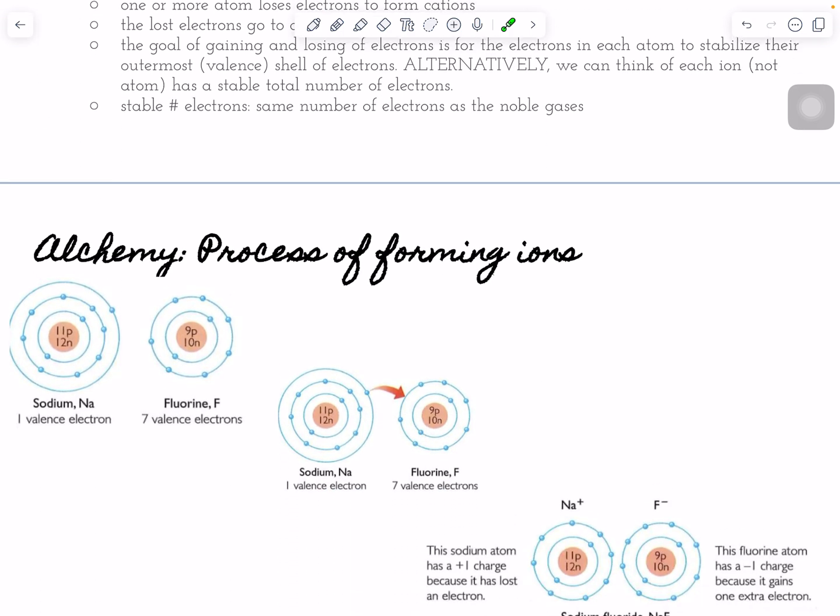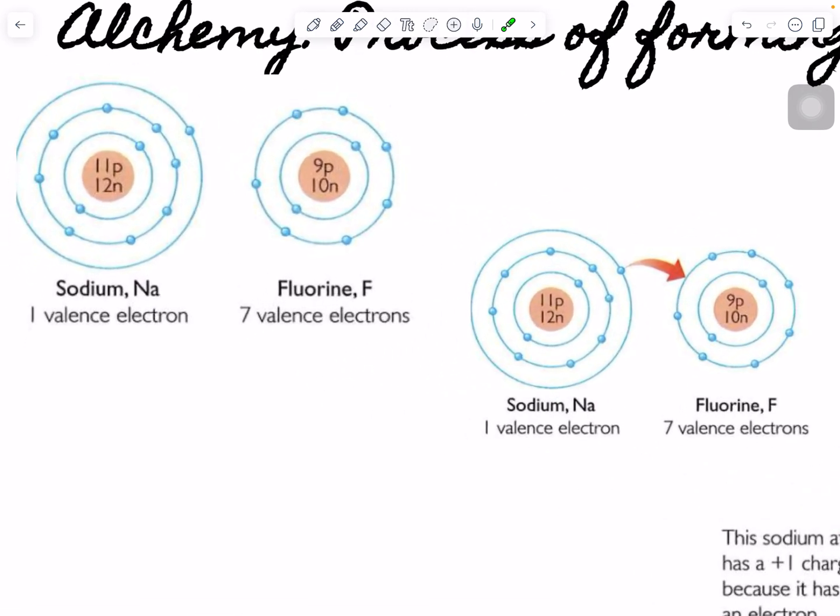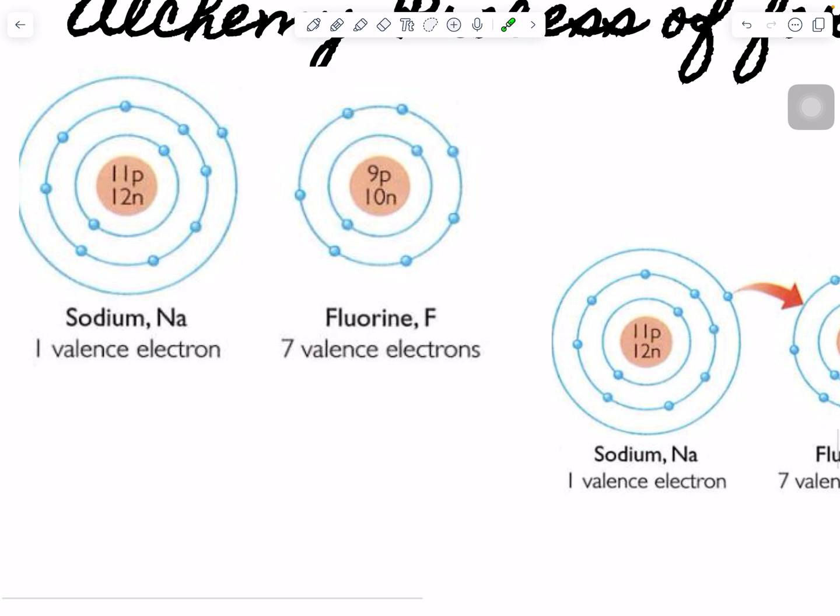I want to review the process of forming ions. We'll do our example of sodium. It has 11 protons and 11 electrons. When I see how they are arranged, the outermost shell only has 1 electron, which is not stable. So 10 on the core, 1 on the very outside.